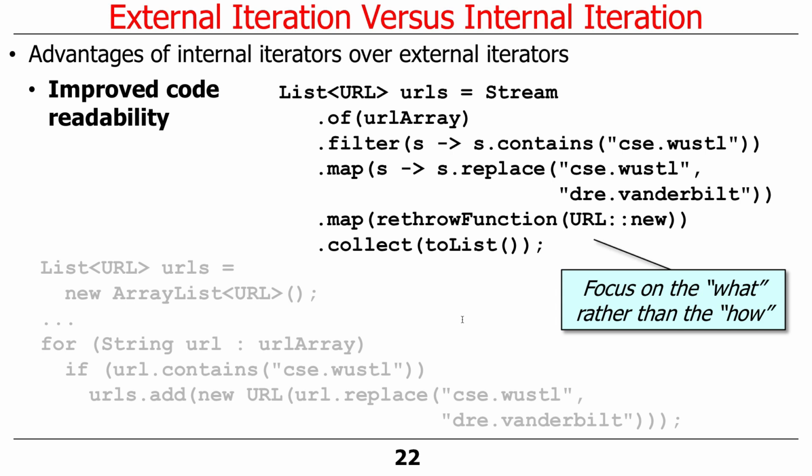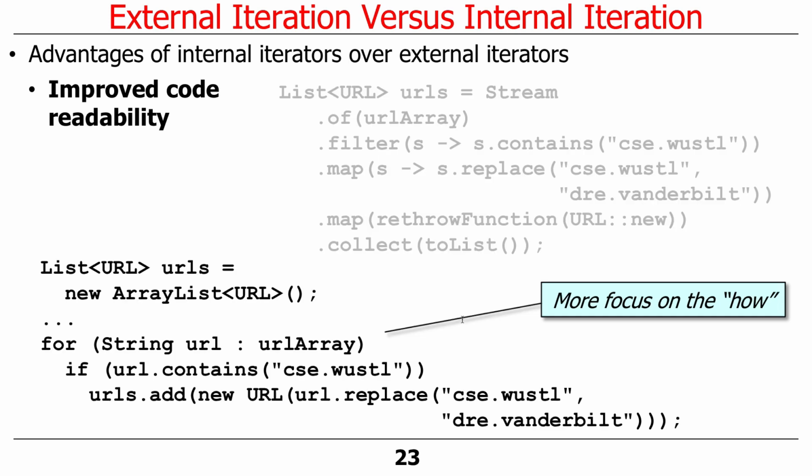So if you really understand the streams framework, you can say, oh, look, let's go through this array of URLs. Let's get rid of everything that does not contain this substring. For the things that contain this substring, let's replace this substring with that substring. We'll convert it into a URL object and collect it into a list. So you can read this from top to bottom without having to think a whole lot about the control flow, because it's internal, right? It's implicit.